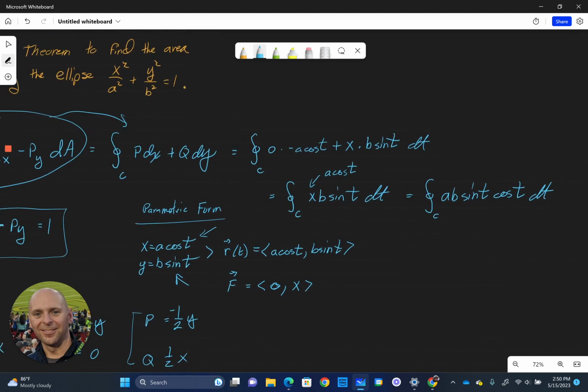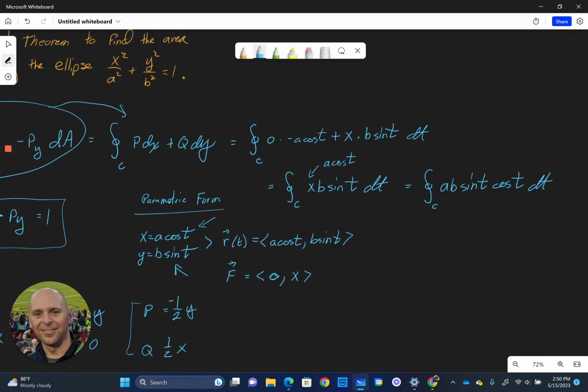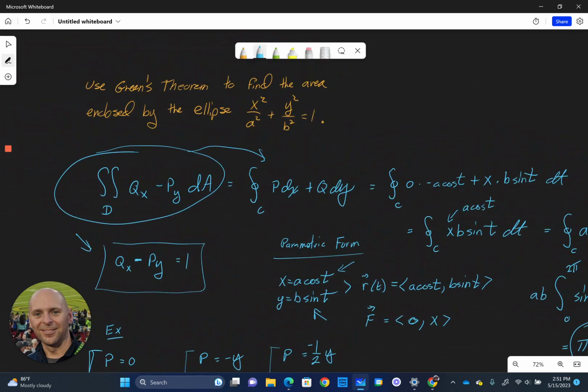So now your integral is all set up. We just need our bounds. t is going to go from 0 to 2 pi. So now we have the integral of a b cos squared t dt. And when you've worked that out, that turns out to be pi a b, which is in fact the area of an ellipse. This gives us a nice example of how we can use Green's theorem in reverse to calculate an area. We can do other things with it as well. But this is a pretty standard example that's illustrated as an application of Green's theorem.